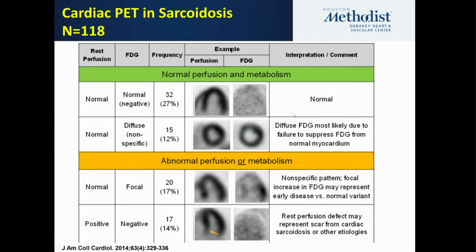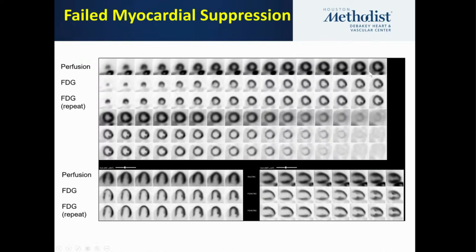So when we do the study, what type of pattern do we see? We can see a normal study where there is normal perfusion and no FDG uptake. And sometimes we see a diffuse FDG uptake because we failed to suppress the myocardium. So all the FDG went to the myocardium. Here's one example. The patient has no perfusion defect, looks very normal in terms of perfusion. When we did the FDG, we see the diffuse FDG uptake.